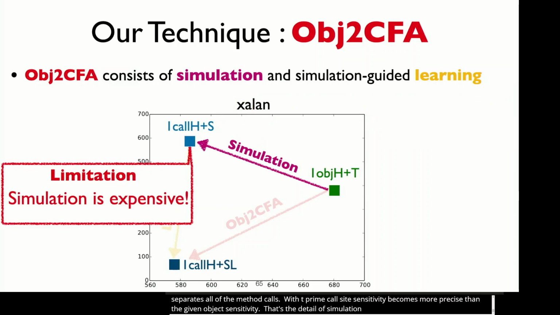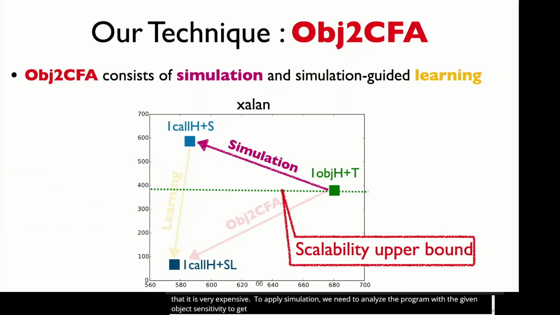However, simulation has a limitation: it is very expensive. To apply simulation, we need to analyze the program with the given object sensitivity to get a call graph, which means the simulated call site sensitivity is unable to be more scalable than the given object sensitivity.